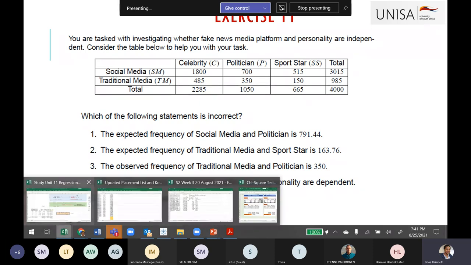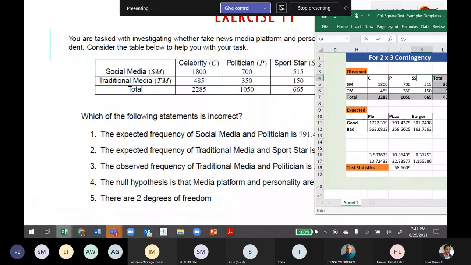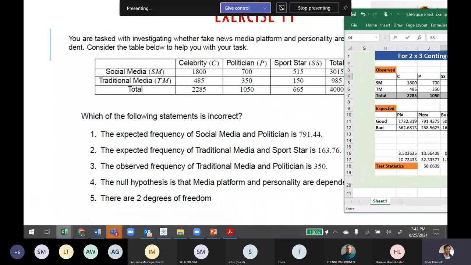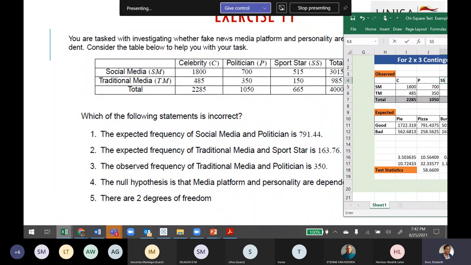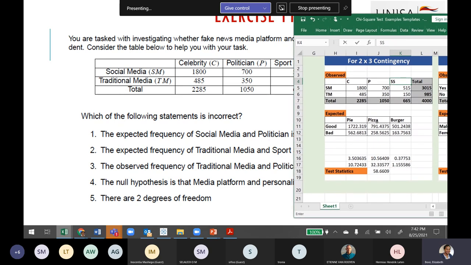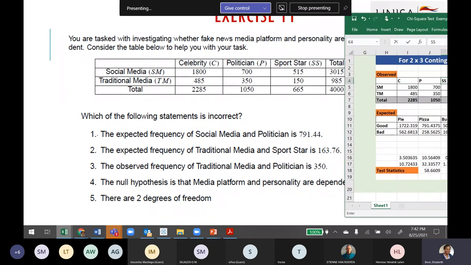Number four. Okay. Let's look at the answers. So I have to toggle between the two. The expected frequency for social media and politician is for 700. So it's on the second column. It's 791.4, which means this is correct.